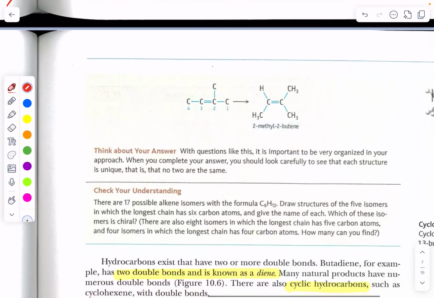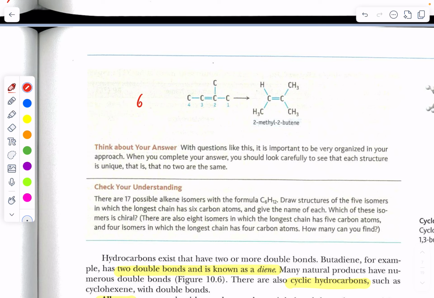Now it's isomer number 6. We put our double bond in the middle, and we have a methyl there, and a methyl there, and a methyl there, and we have to say, what is my longest chain in a row?